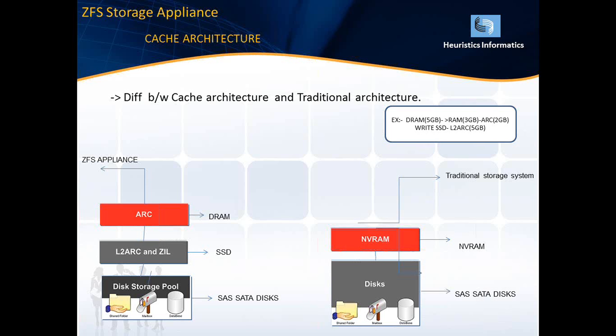Whenever a user performs a read operation, it will check whether the object is available in the ARC. If it is not available, it will go to the L2 ARC. If the object is not available in the L2 ARC, it goes to the normal storage pool, fetches the object and delivers it to the user. So this is how the architecture works within the ZFS.